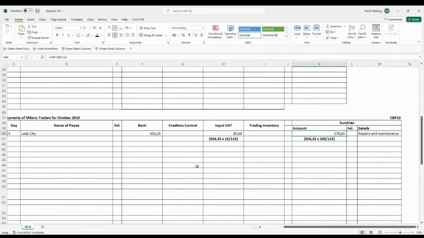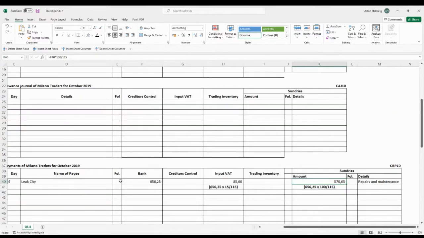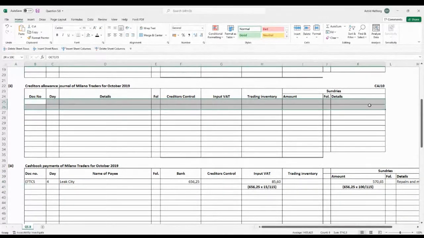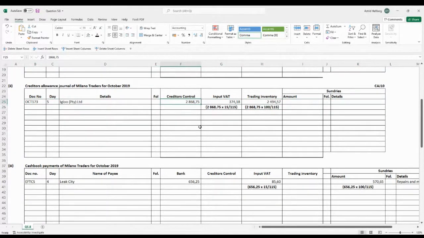Then on the 5th, Igloo Pty Limited, trading inventory returned to the supplier. So we said we returned goods, so that would be a creditors allowance journal. So we've got Igloo, the amount was 2,868 Rand and 75 cents. And then we can claim input VAT at 15 over 115, and then the difference goes to your trading inventory column.